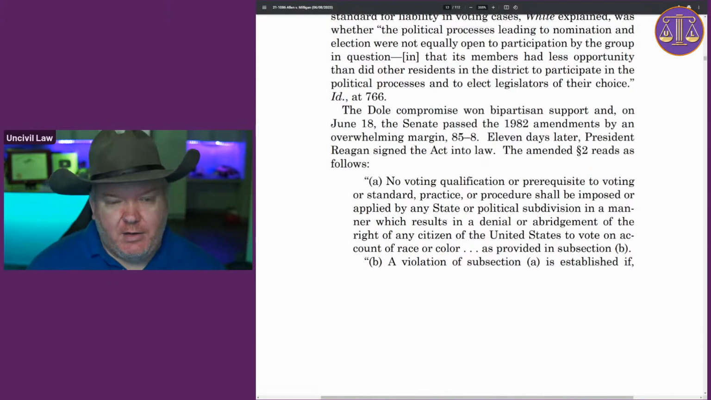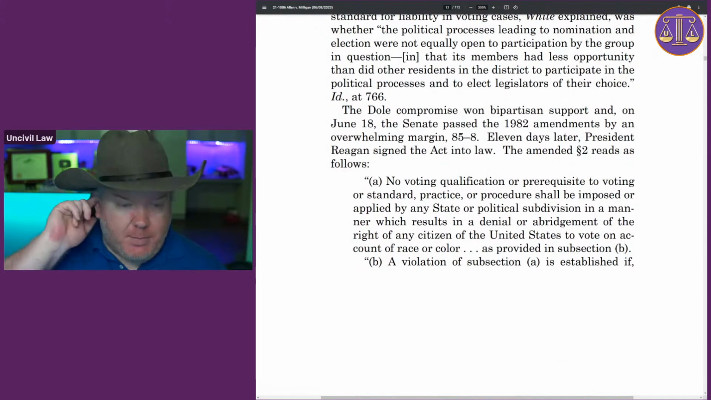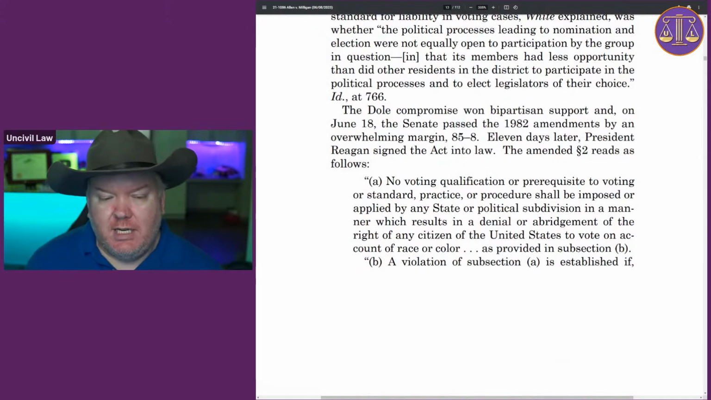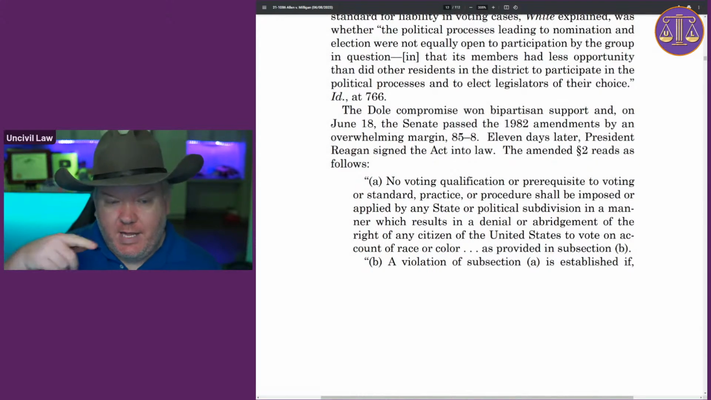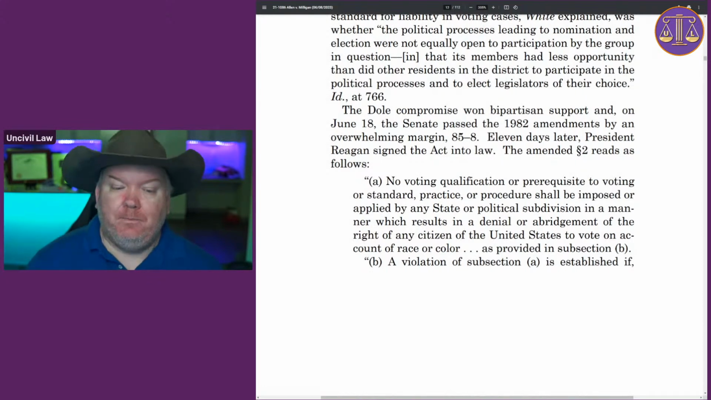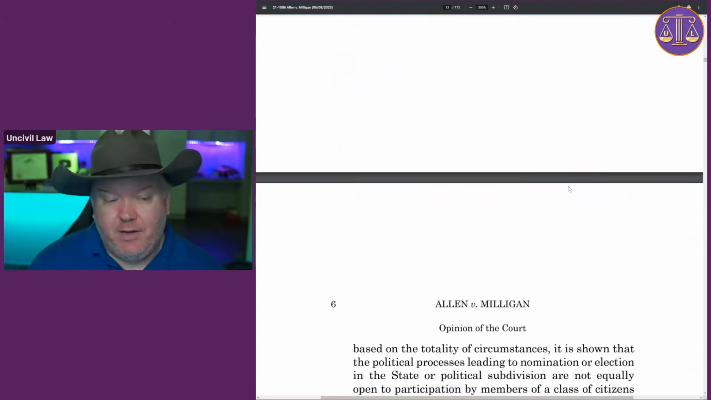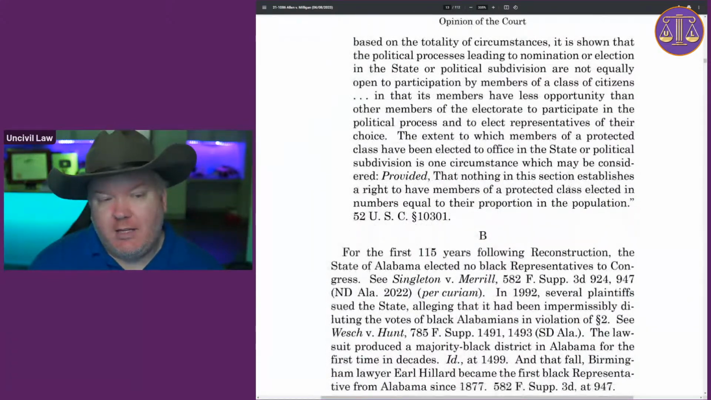The amended language reads as follows. No voting qualification or prerequisite to voting or standard, practice, or procedure shall be imposed or applied by any state or political subdivision in a manner which results in a denial or abridgment of the right of any citizen of the United States to vote on account of race or color, and other language, as provided for in subsection B. A violation of subsection A is established if, based on the totality of circumstances, it is shown that the political processes leading to nomination or election in a state or political subdivision are not equally open to participation by members of a class of citizens, in that its members have less opportunity than other members of the electorate to participate in the political process and elect representatives of their choice.